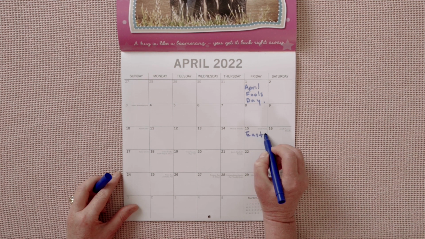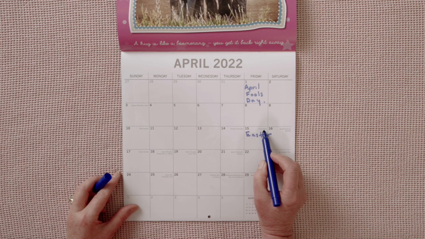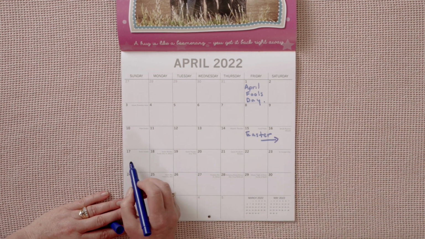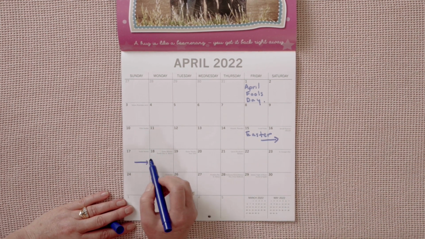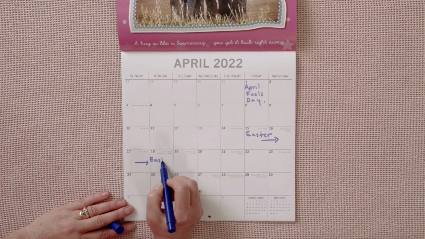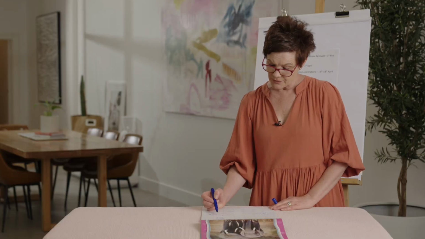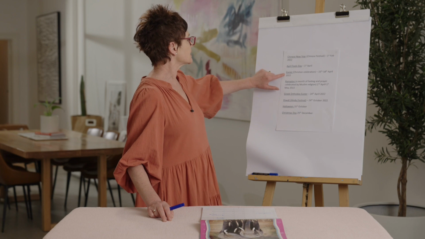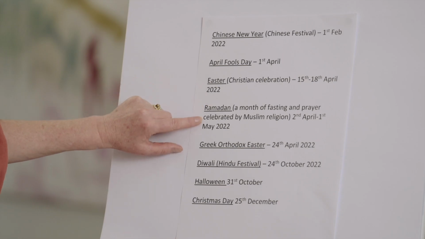And I can see that we have Good Friday and we have Easter Sunday. So I'm going to put a little arrow here to say that Easter goes all the way to Easter Monday. So that is from the 15th to the 18th. And sometimes people go camping, sometimes people eat a lot of chocolate, and sometimes people go to church. Okay, so that's Easter.